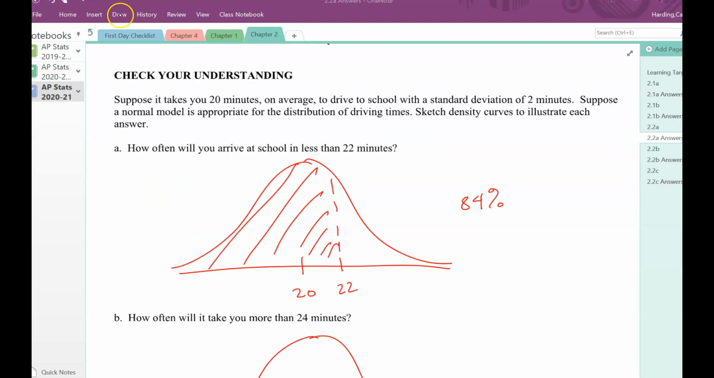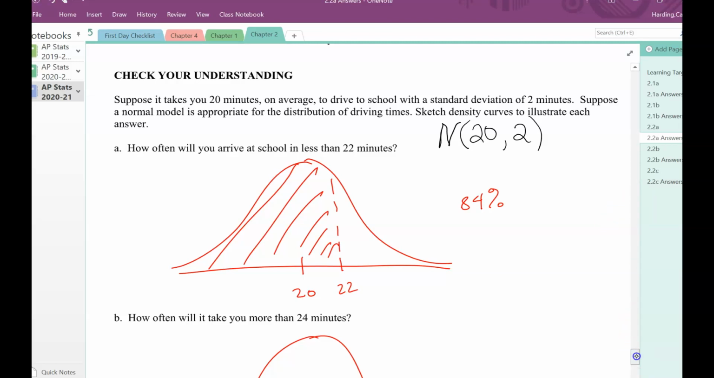Okay, let's check your answers here. For starters, I'm going to write in some notation. This is a normal distribution with a mean of 20 and a standard deviation of 2. So when it's asking how often will you arrive at school in less than 22 minutes, we are one standard deviation above, and that should be about 84% of the time.